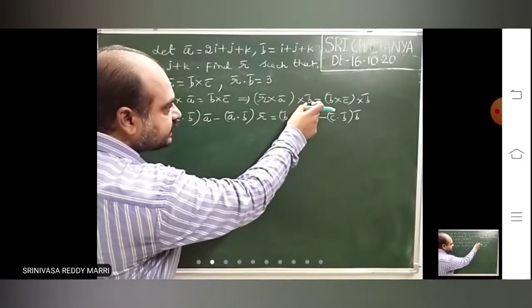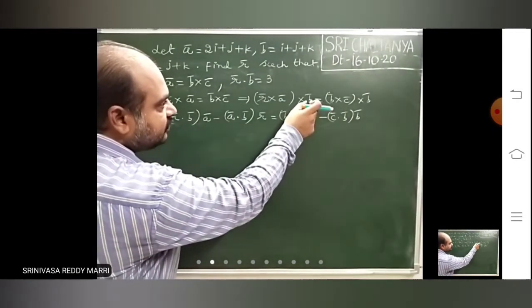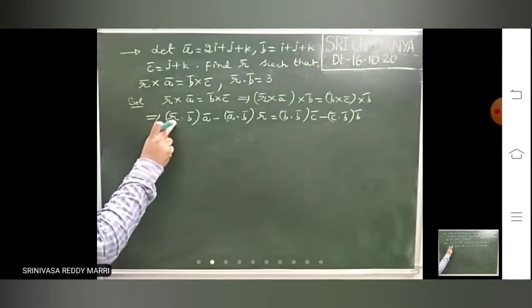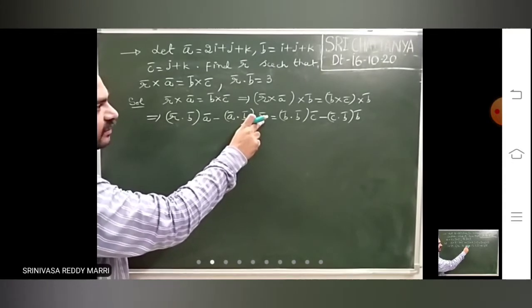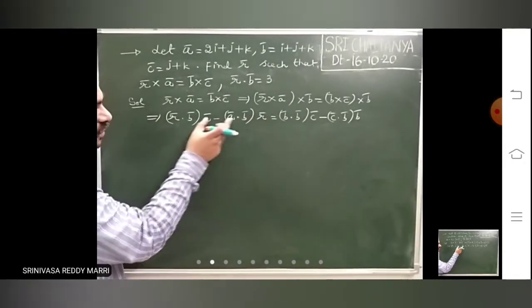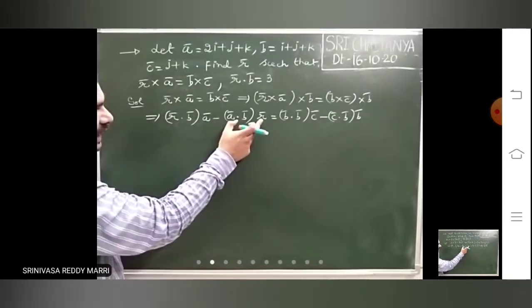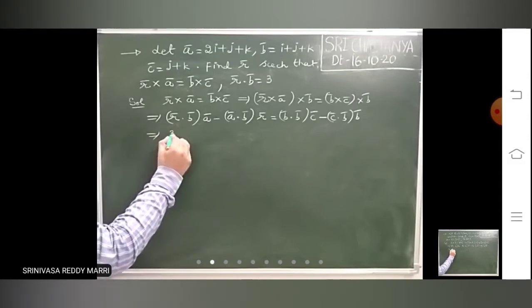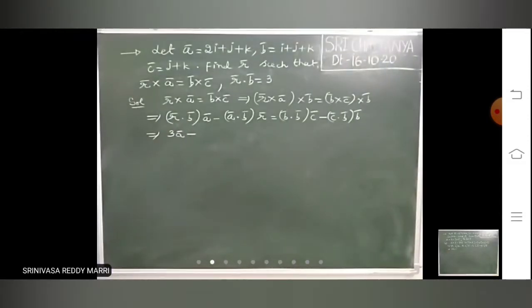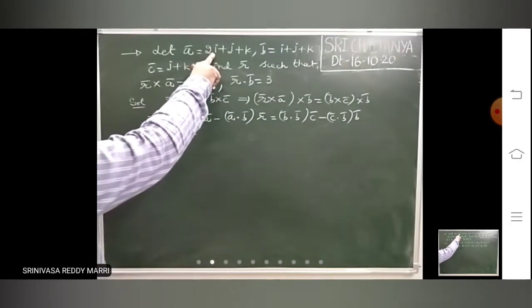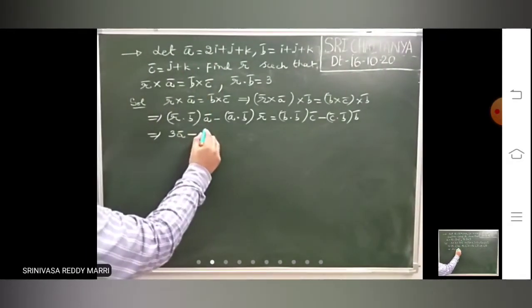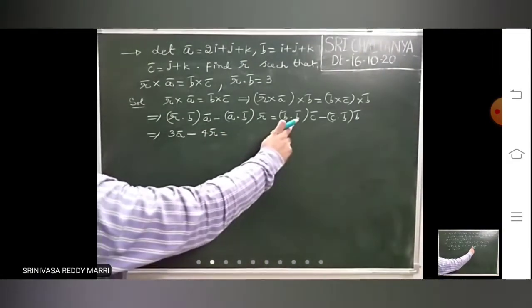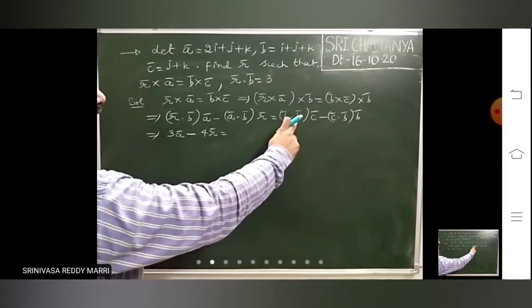Why I have done cross product with B bar only: if you do cross product with this, you will get R bar dot B bar, and that value you know. And minus A dot B into R bar, you will get outside. This value also you know, this value also you know, and you can calculate what is R bar. So R bar dot B bar is 3, given, minus A dot B. A dot B is what? 2 plus 1 plus 1, that means 4 R bar equals B dot B, which is modulus B whole squared.